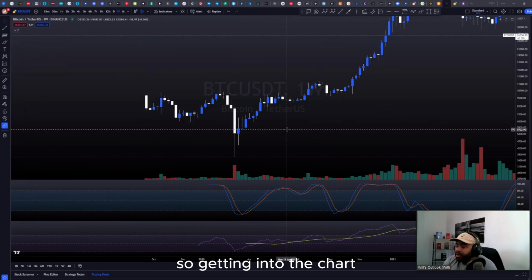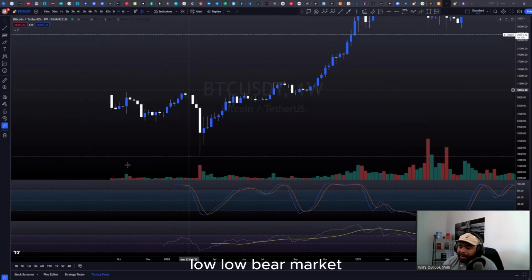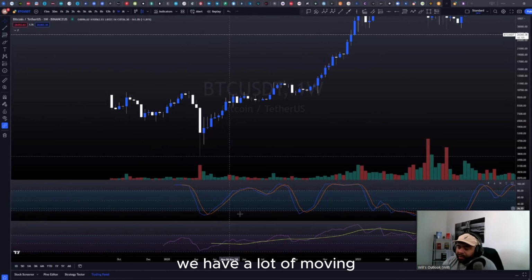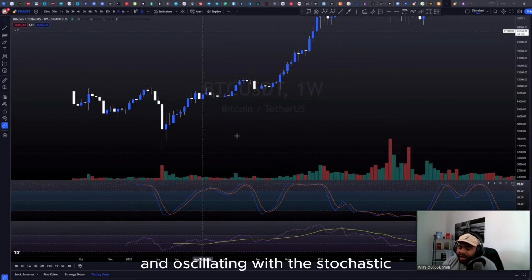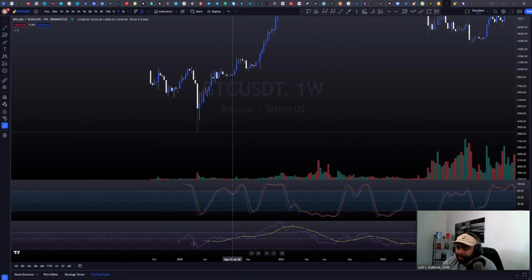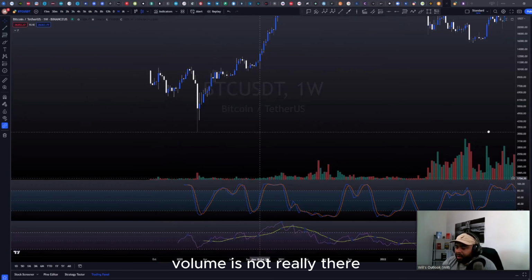So getting into the chart, we have this low bear market. What do we notice here with the bear market is a few things. We have a lot of moving and oscillating with the stochastic. We also have the RSI starting to build long, right? We have the price movement going up. We have low volume. Volume is not really there.